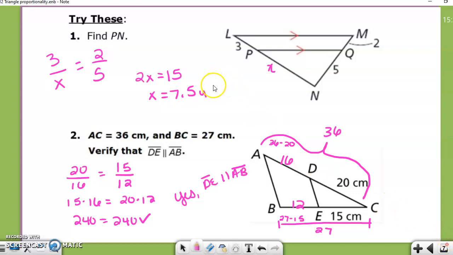Did you get that X equaled 7.5 units? And did you say yes, they were indeed parallel? And you did it right.